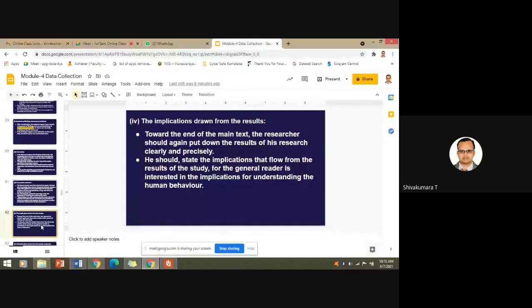In that case, you need to provide some of the implications drawn from the results. It states the implications that flow from the results of the study; the general reader is interested in the implications for understanding human behavior. How you did your research work, what measures you took, what hypothesis you defined, what methodology was used, what data collection methods you applied.